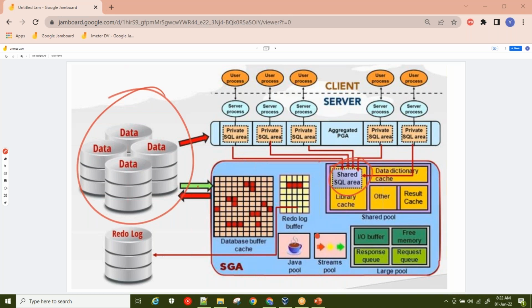Yeah, go ahead, Anil, is it? Yeah, this is me. Sir, due to internet problem, I was not able to understand the PGA and the shared SQL area. Can you explain? Okay, yeah, I will explain again.